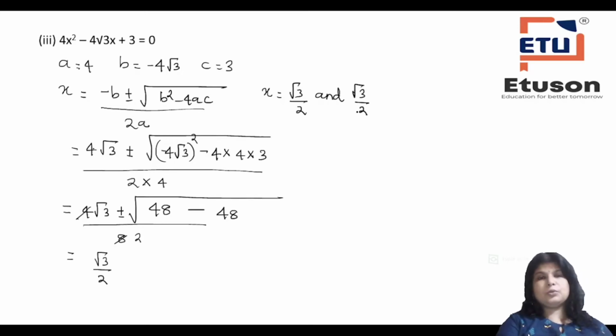By the previous method also you had obtained the same answer. Correct, children? So now you try part 2 and part 4, both by completing the square and by using your quadratic formula.